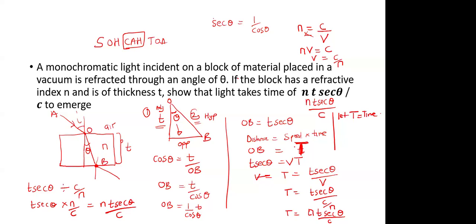Master, I want to know, when we are dividing, for example, you said that time is equal to T sec theta divided by C over N. Sometimes I see, mathematically, when they are multiplying, that N is multiplied with C. But here I'm seeing it going up.